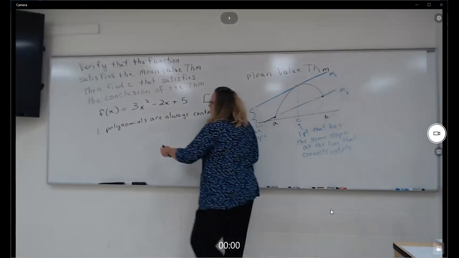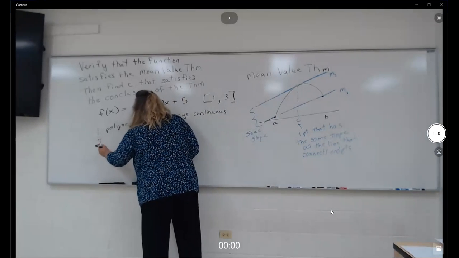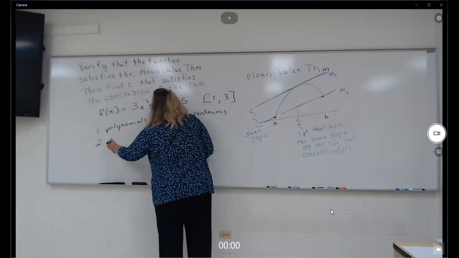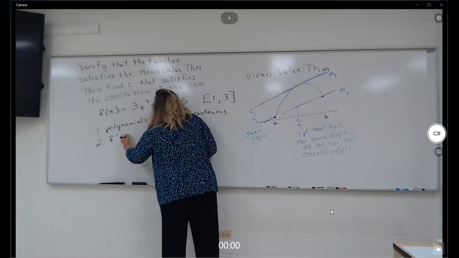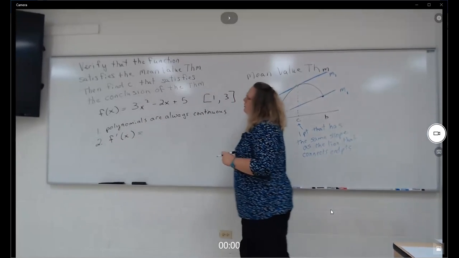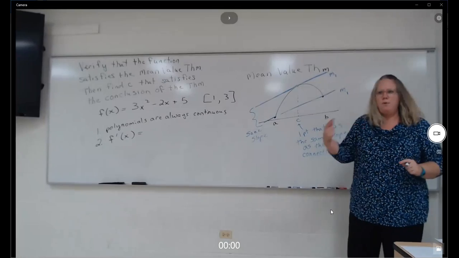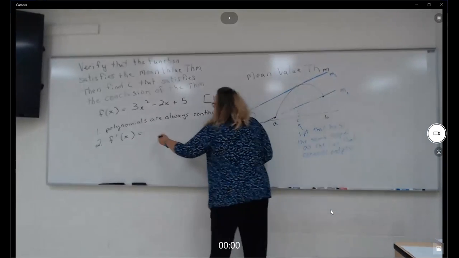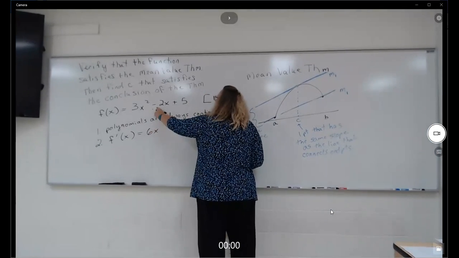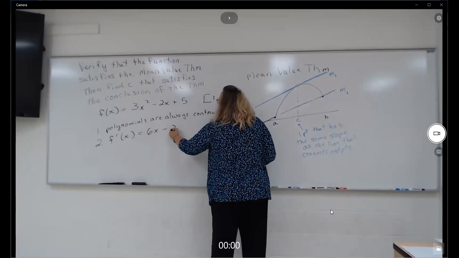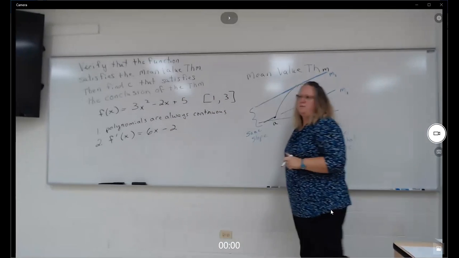Sometimes what I like to do is look at the derivative. We're going to need it anyway. So what is the derivative? We're pretty good at that, right? Roll it down, subtract 1. So this is going to be 6x. Negative 2x goes to negative 2, and the 5 goes away.